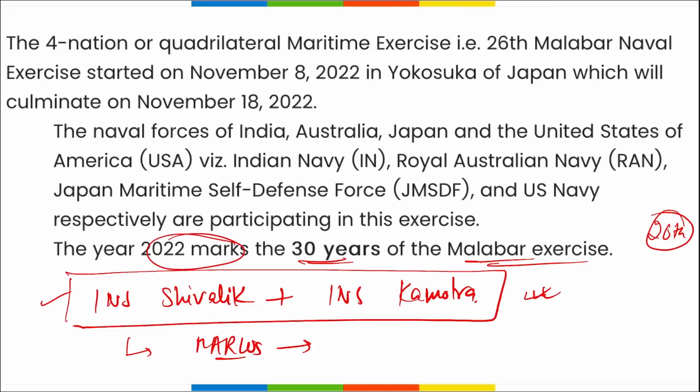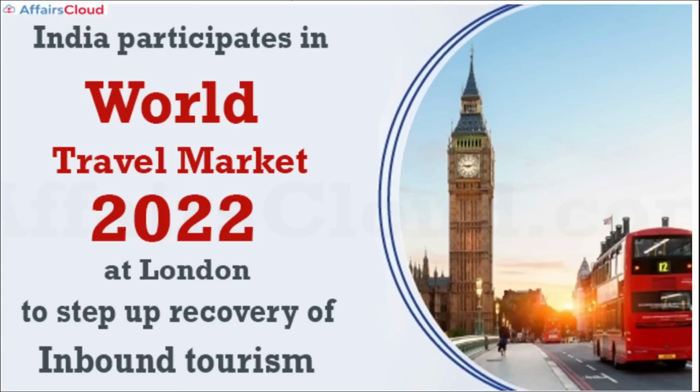Then if we talk about this Malabar exercise, this exercise was first initiated in the year 1992, and it was between India and USA. Then in 2015 it became a trilateral exercise after Japan joined it, and then in 2020 Australia also made an appearance and joined the Malabar exercise or the Quad group. Alright, highly important.